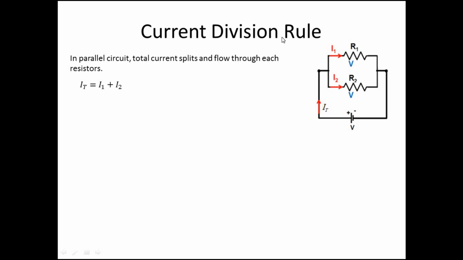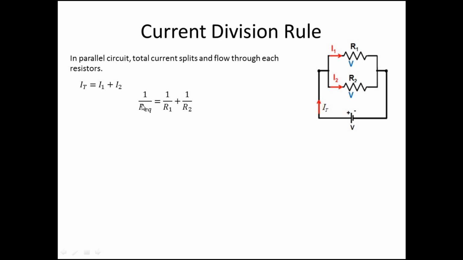For that, the current division rule is a solution for finding I1 and I2 in terms of total current It and R1, R2. In order to find I1, we have to apply Ohm's law here. So V equal to I1 R1, or I1 is equal to V by R1. Similarly, I2 is equal to V by R2. So for finding I1, I2, we have to find V. For that, the R equivalent for this parallel circuit is found by 1 by R equivalent equal to 1 by R1 plus 1 by R2.